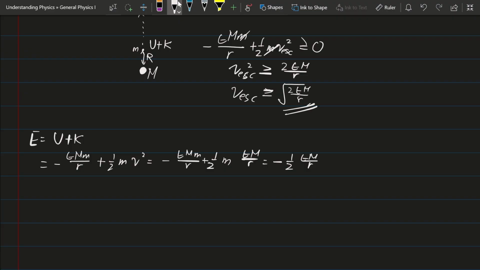And that is the energy for a circular orbit. So it's negative G big M small m over 2r.